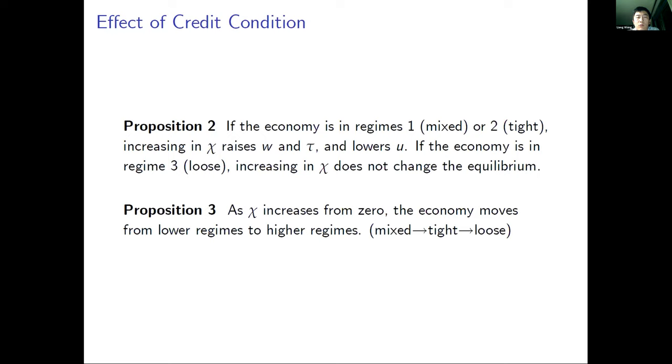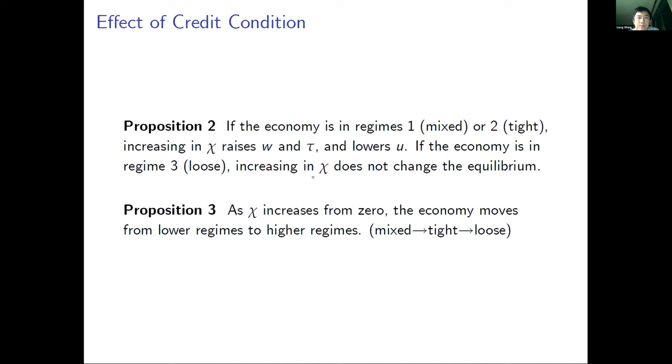If the economy is in regime number one, which is the mixed payment case, or in the tight payment case, in those cases, you increase chi. Increasing chi is going to raise the pledgeability of the capital. That's going to raise the wage income as well as tau, which is defined as market tightness, and lower the unemployment rate. But if the economy is already in the loose payment case, apparently you already have enough pledgeability, so increasing chi does not have any effect in equilibrium. As we increase chi from zero, the economy is going to move from the lower regime, which is the mixed payment regime, through a tight payment regime and then a loose payment regime. So this pretty much describes how the economy moves as we have a change in chi.